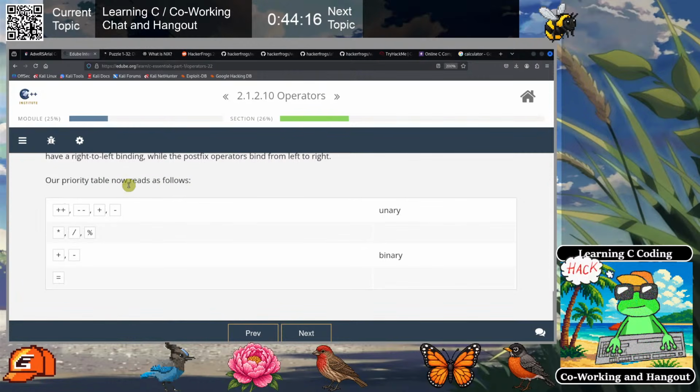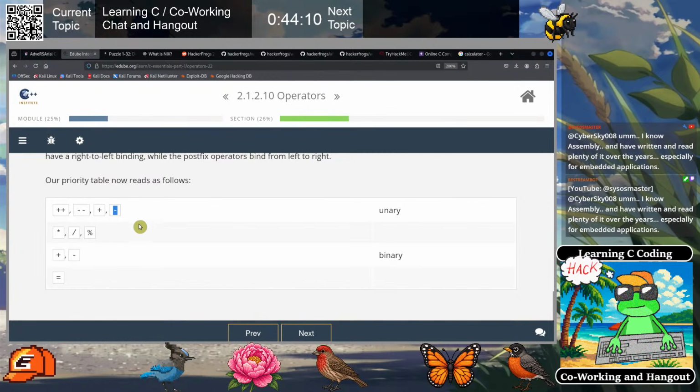Okay, so our priority table now reads as follows. Increment, decrement, and then positive and negative. And then multiplication, division, and modulo, and then addition and subtraction, and then equals.